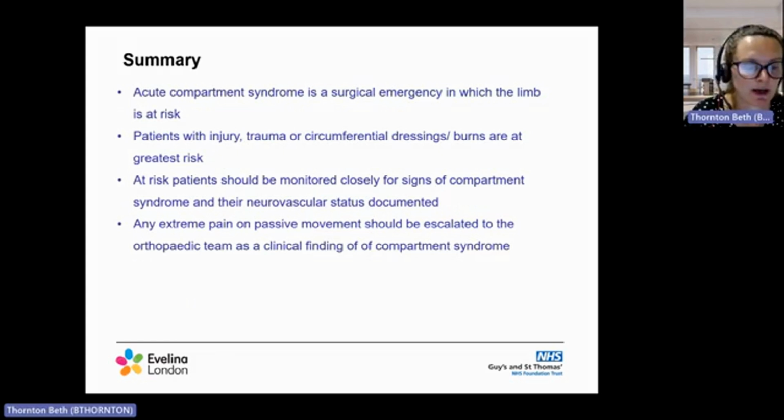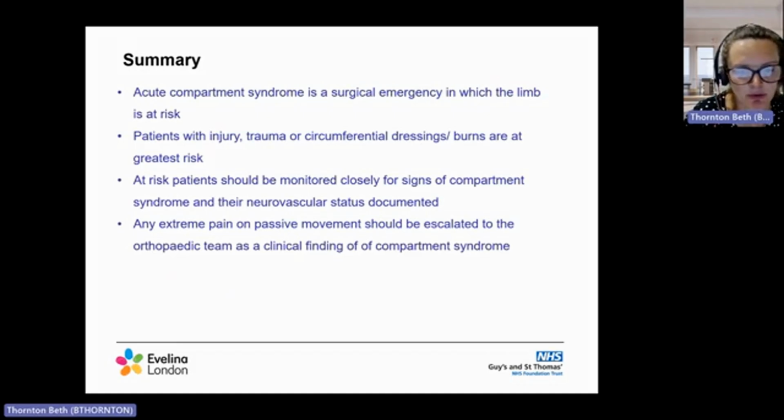So as a bit of a summary, acute compartment syndrome is a surgical emergency in which the limb is at risk. Patients with injury, trauma, circumferential dressings or burns are at greatest risk. And particularly we know that any displaced fractures or crush injuries are your highest risk. At-risk patients should be monitored closely for signs of compartment syndrome and their neurovascular status documented.